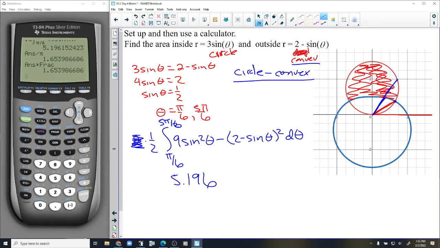Subtraction, just like we did in washers. Remember seeing this? Pi integral of big R squared minus little r squared, dx or dy. It's the same concept. Big area minus little area.